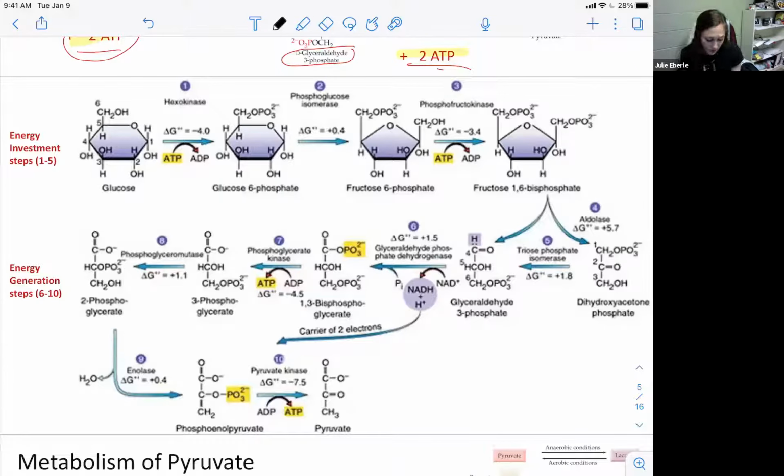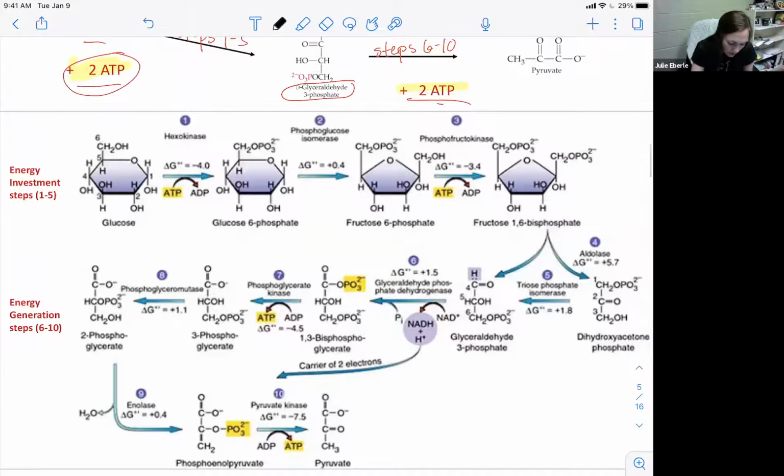And especially for the first 5 steps, you need to know the intermediates, like the names of the intermediates. So the glucose 6-phosphate, the fructose 6-phosphate, fructose 1,6-bisphosphate, those things. And then you obviously need to know the name of the final product, pyruvate. So let's walk through it, and I'll point out things as we go. And if you have any questions when we get done of what you do need to know for sure, we can follow up then as well.